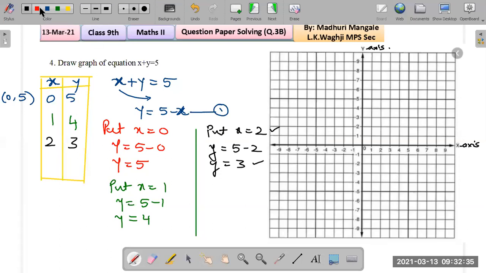Now let us plot the points. The first point is 0 comma 5. So we start at x equals to 0 and move 5 steps up. This is the point, 0 comma 5. Okay, x is 0, y is 5, and you can just put it like this, 0 comma 5. That is the first point.